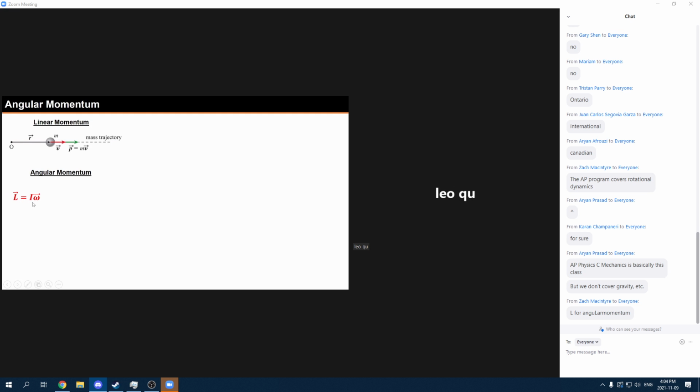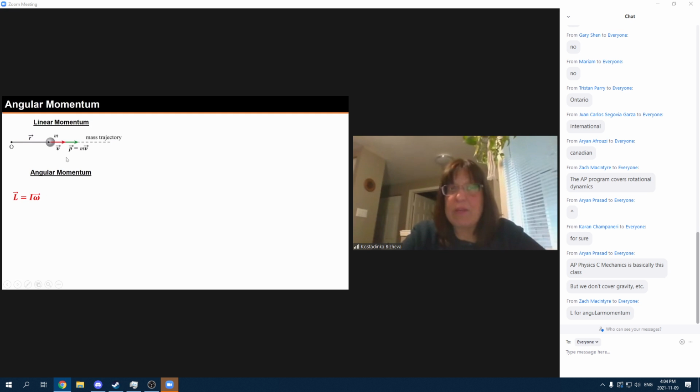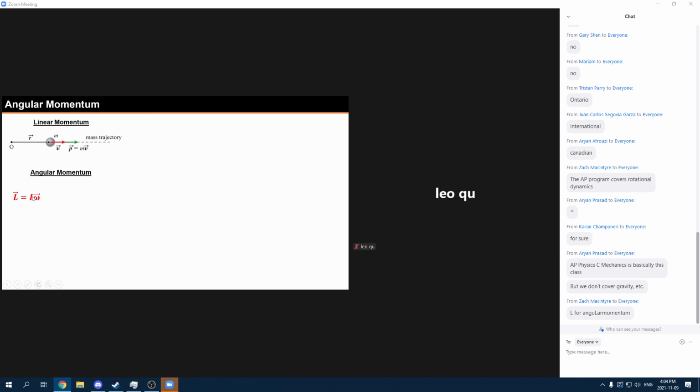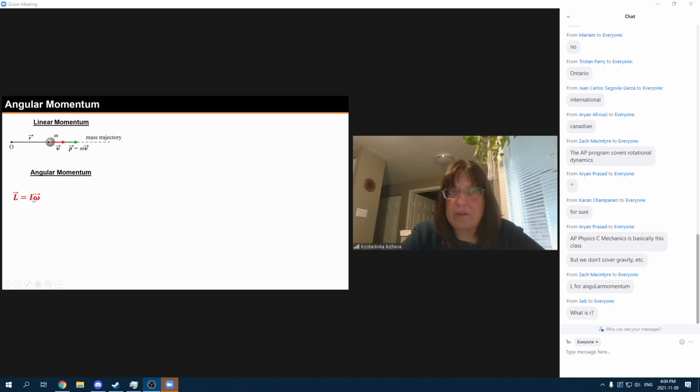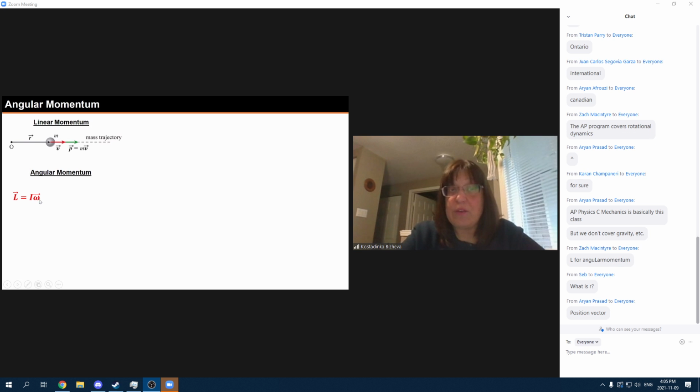So if we focus on the red equation here and compare it to the black equation that defines the linear momentum, we see that there is a great similarity between those two equations, right? So instead of linear momentum, we now have an angular momentum, which is a vector. Instead of mass, which is a scalar parameter, we have a moment of inertia, which we can consider a scalar parameter for the discussion that we have in this course, right? And then instead of linear velocity, we have an angular velocity in the rotational world.